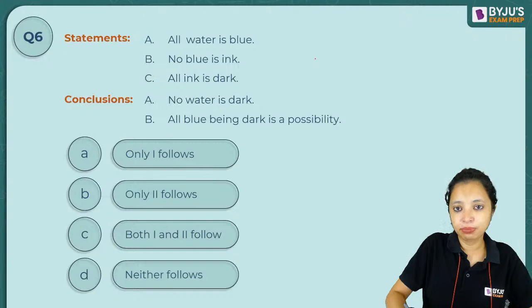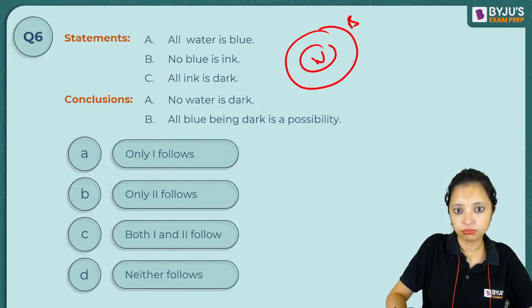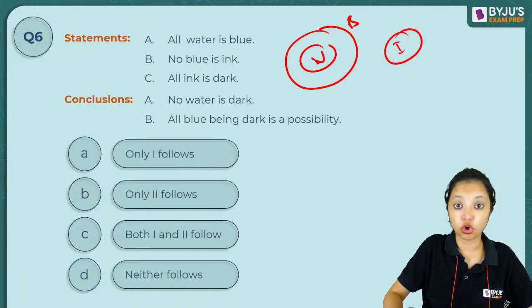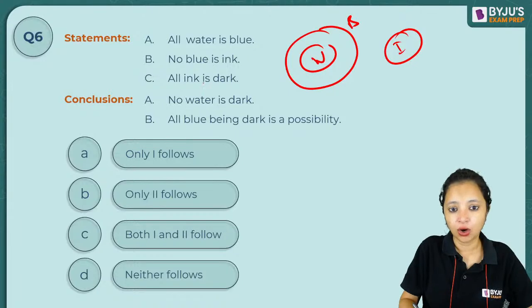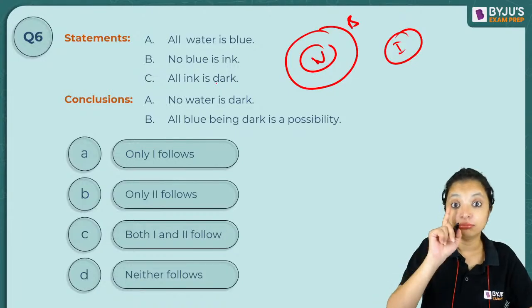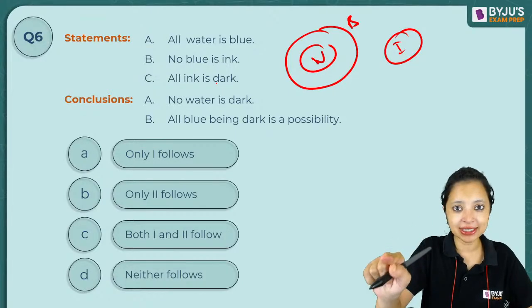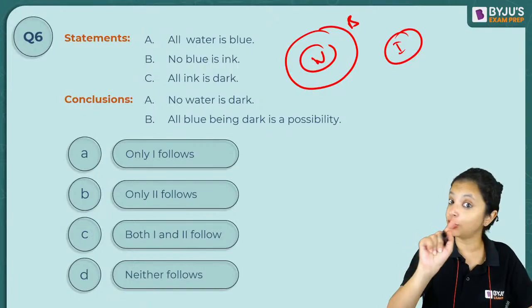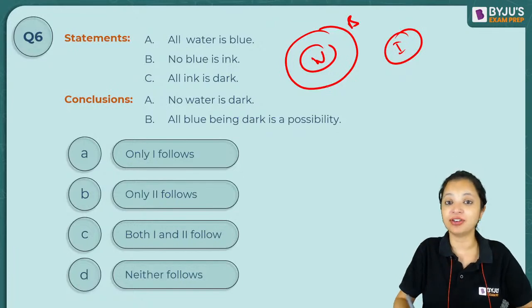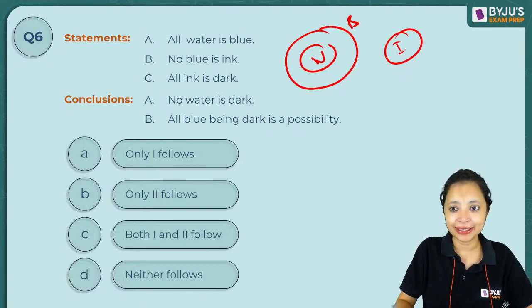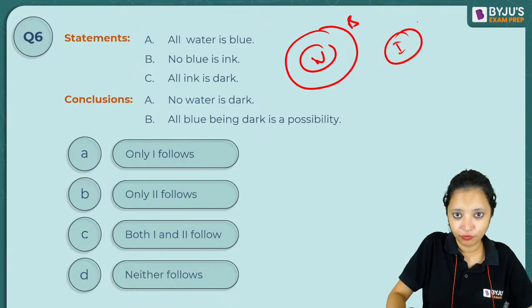All water is blue. No blue is ink, which automatically means no water is ink. All ink is dark. All your attention right here because there are many possibilities that are going to be made here. Please look at the possibilities very carefully.